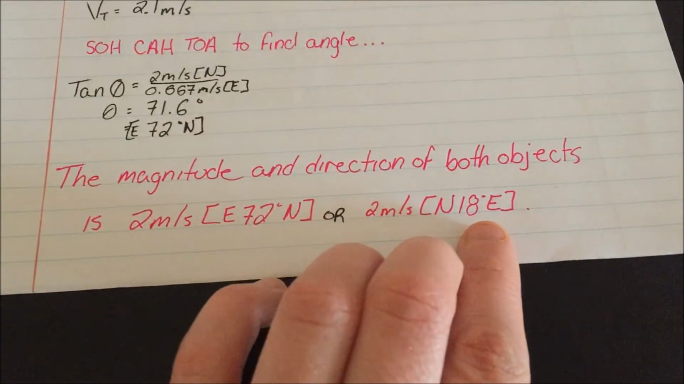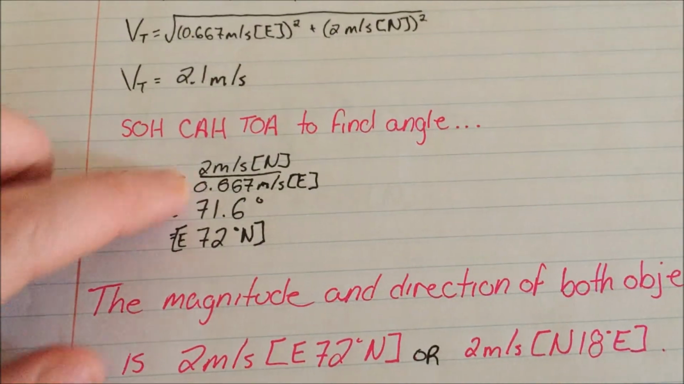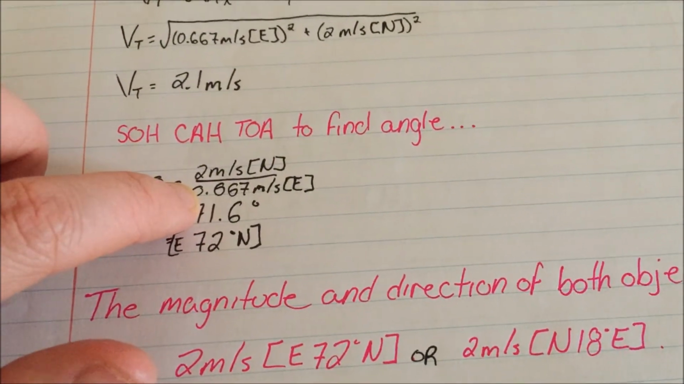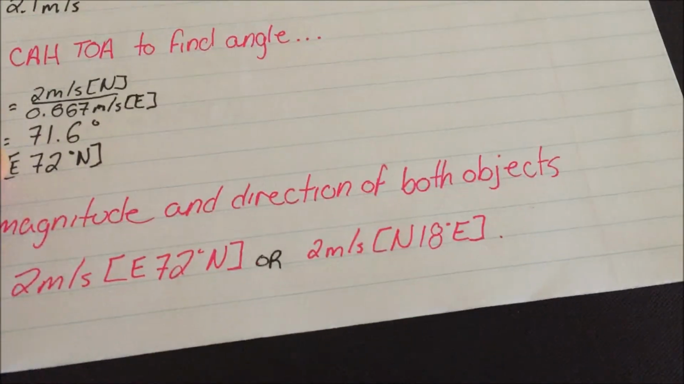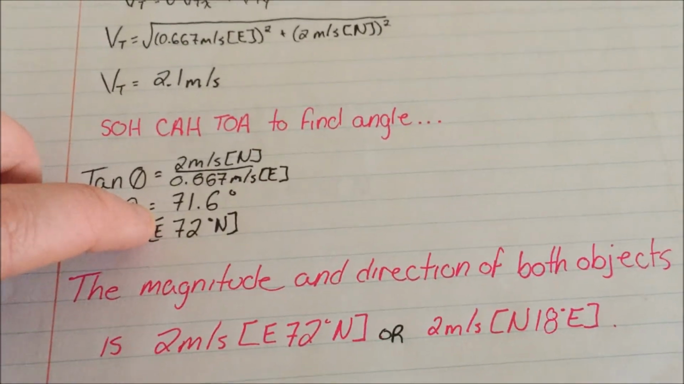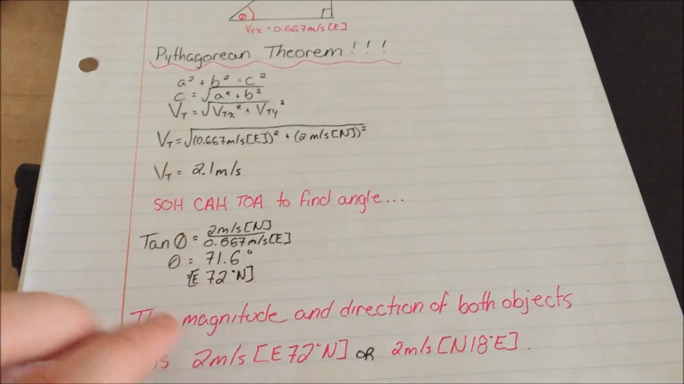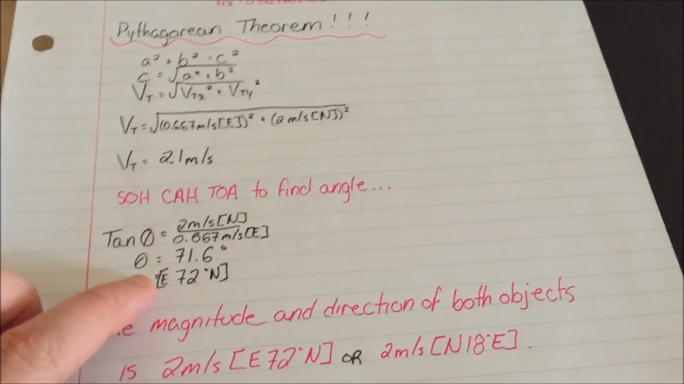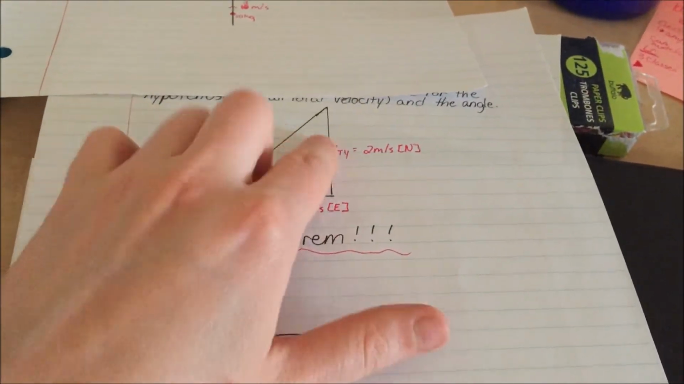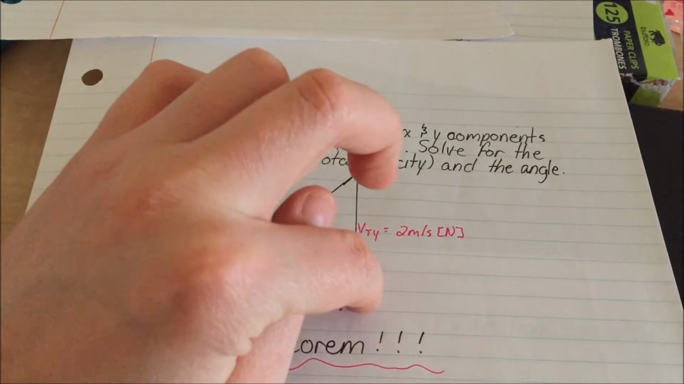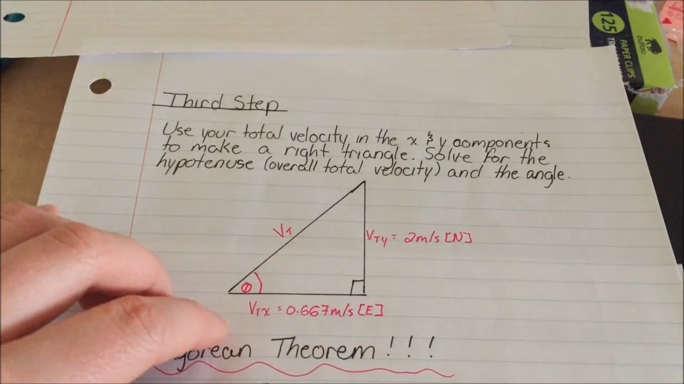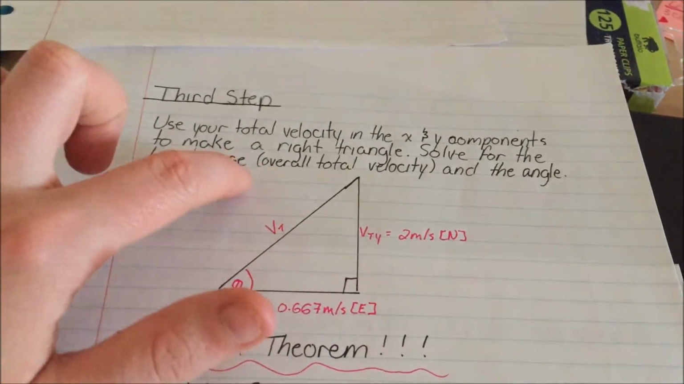The reason I included this second answer is because if you drew your triangle in the opposite direction, you may switch your 0.67 to put on top of your 2 meters per second, and then you would get the other answer, which is the 18 degrees, but that would be in the opposite direction. So you would actually be going north, and then you would be going 18 degrees east. It would be like if you drew this the other way, your right triangle would be up here.